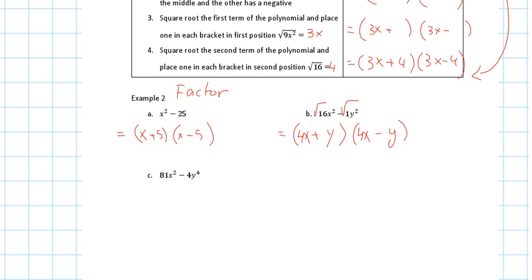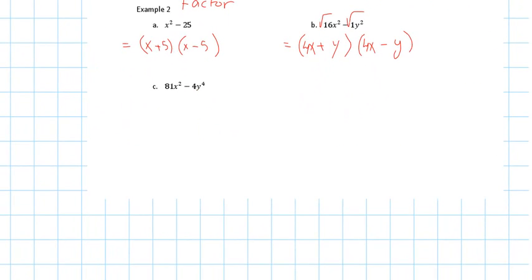Factor this one for me. What do you do? Nine x, yeah. 2y squared. Why 2y squared? So you divide that exponent by 2 to give you 2. Yes? Good.